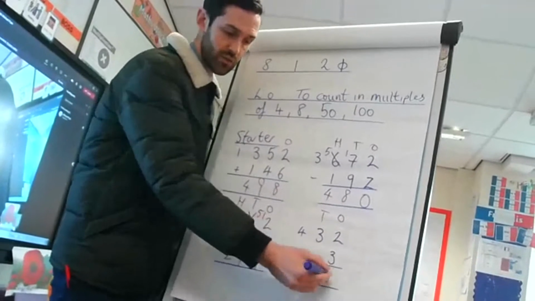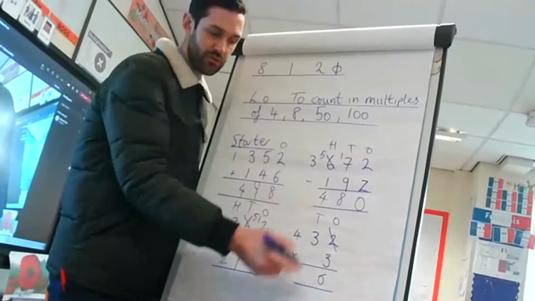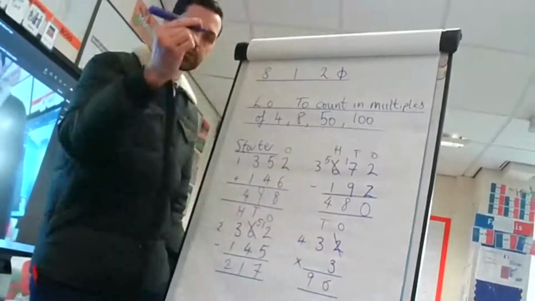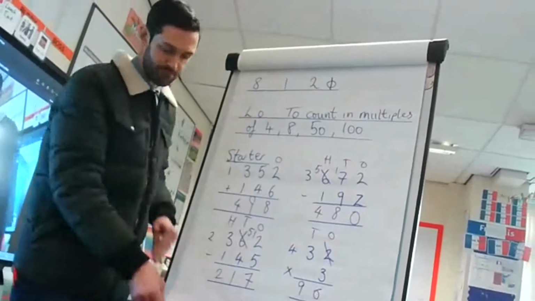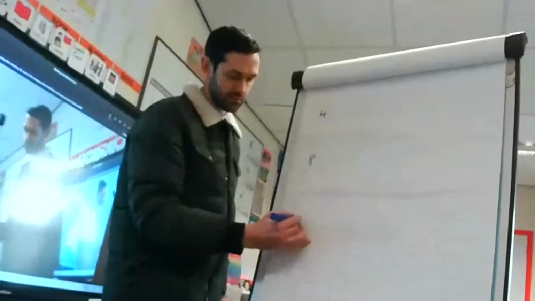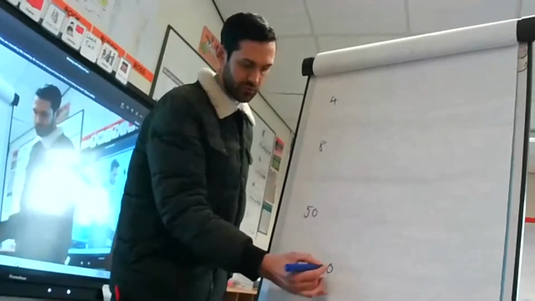3 multiplied by 2 is 6. Done that number, I can cross it out. 3 multiplied by 3 is 9. 96, straightforward. Give them all a tick or fix them using your purple pen and move straight on. Okay. Today, we are going to count using our multiples of 4, 8, 50 and 100.